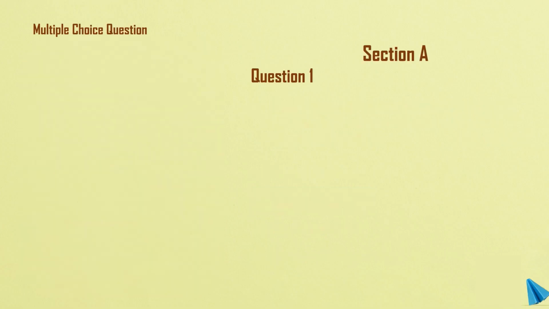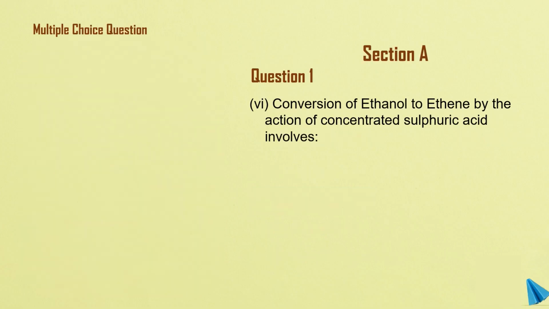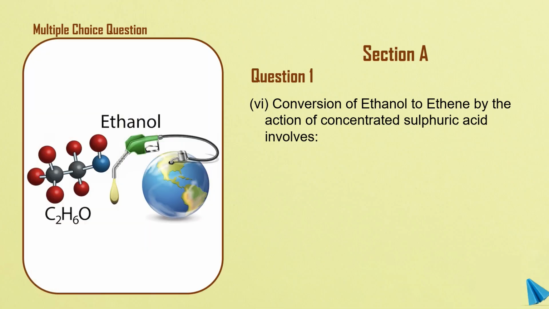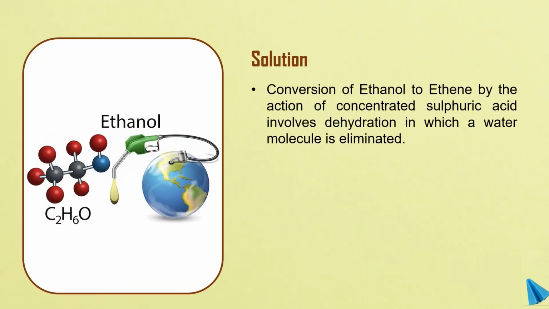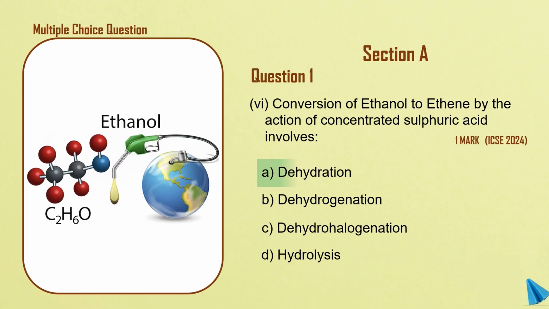Let's have a look at the next question, that is your question number 6. The question says conversion of ethanol to ethene by the action of concentrated sulfuric acid involves dehydration, dehydrogenation, dehydrohalogenation or hydrolysis. So what is the right answer? Conversion of ethanol to ethene by the action of concentrated sulfuric acid involves dehydration, in which a water molecule is eliminated. So dehydration, which is your option A, is the correct option.